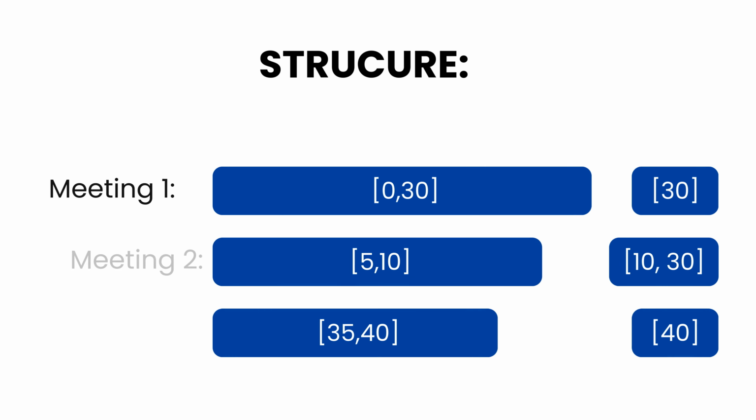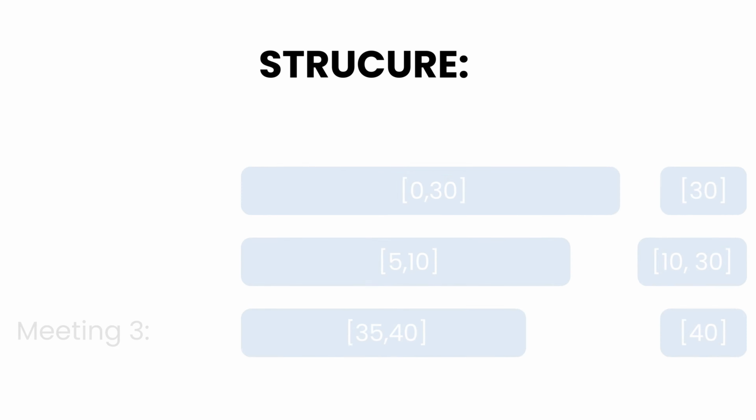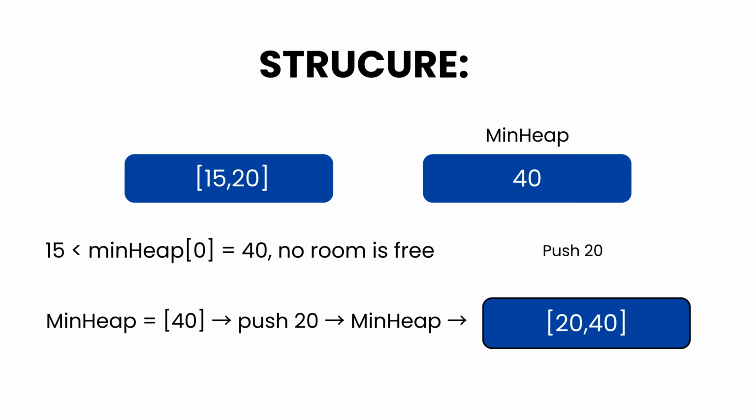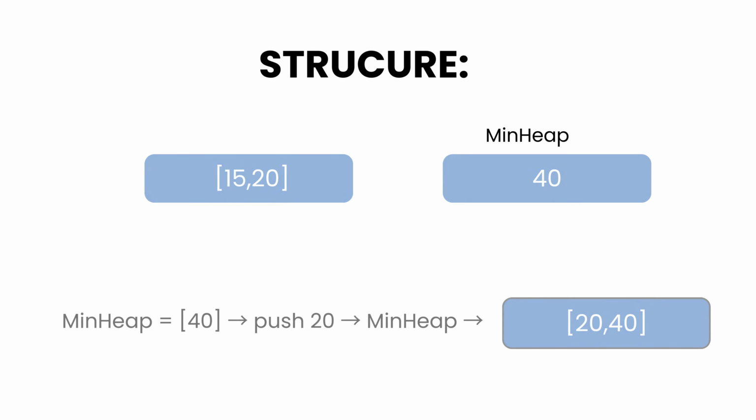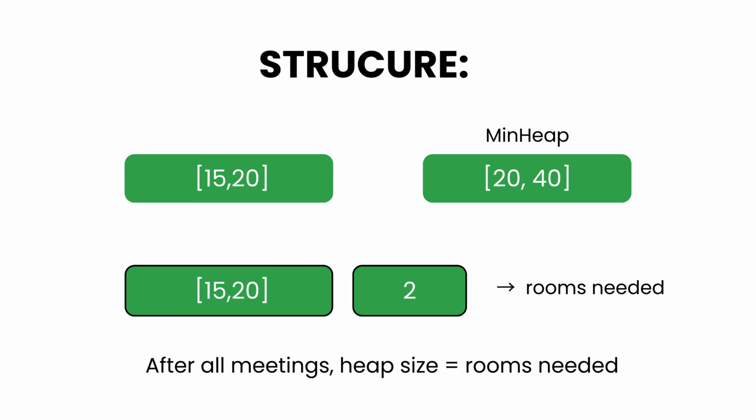Sort intervals by start time. Initialize a min heap, a priority queue. For each interval, if the heap is not empty and the interval starts greater than or equal to heap[0], the earliest end, pop from the heap. Push the interval's end time onto the heap. After all meetings, the heap size equals the rooms needed.